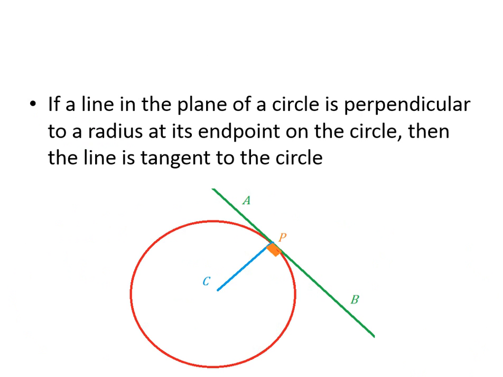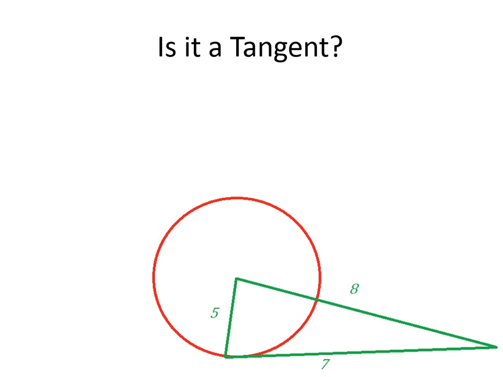Okay, next property. If a line in a plane of a circle is perpendicular to the radius, then it must be the tangent. So this is just the converse, taking that if-then statement and flipping it around. If you know that it's a right angle between the radius and a line that is touching at only one point, then that line must be a tangent. Again, this is just reversing what we've done before.